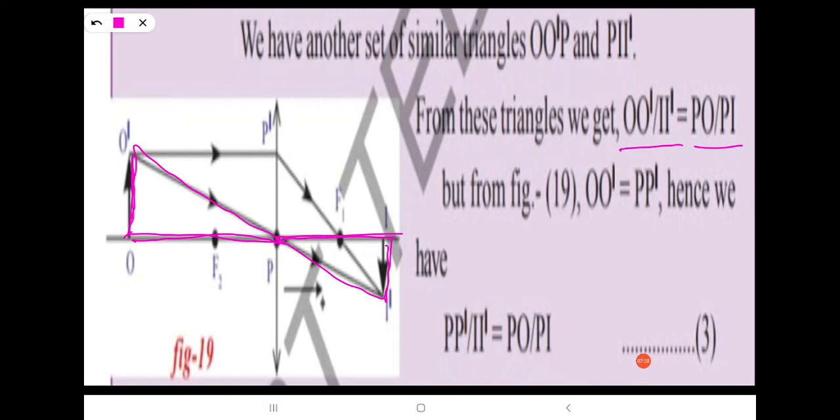So you can observe in this figure the distance O' here. The O' height is equal to P' height. So from this we can write O' equals P'. Now substitute this O' equals P' in the above equation. So we'll get here P'I' equals PO by PI. Now take this as equation 3.